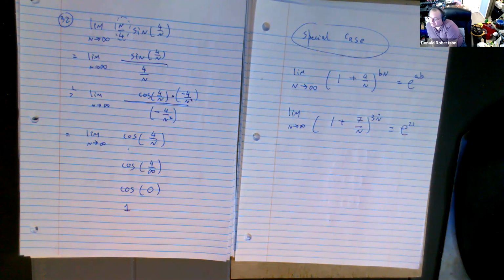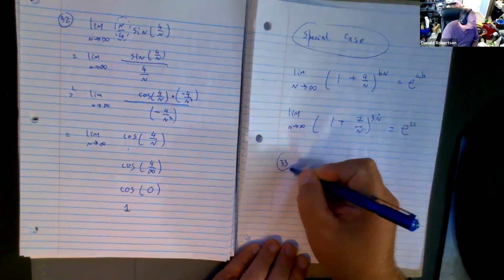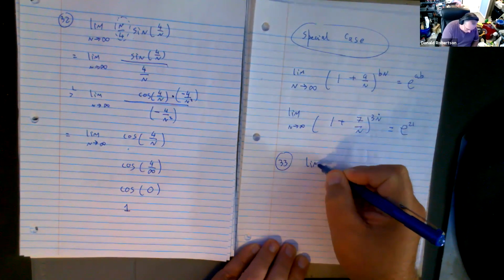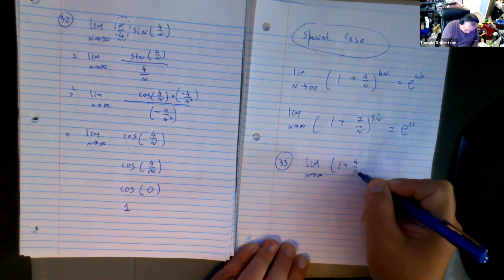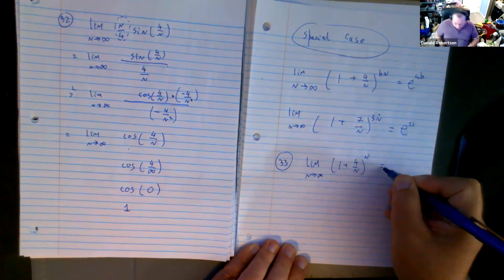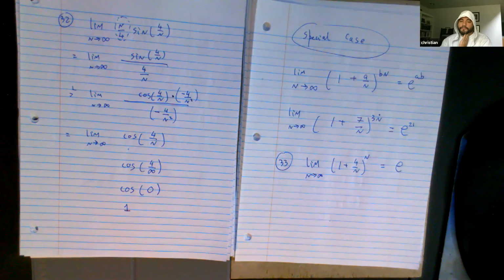That's pretty much it. It's pretty cool, isn't it? It's interesting that that's what it's equal to. So if I said to you, which I'm now about to do, question 33, what is the limit as n tends to infinity of 1 plus 4 over n raised to the power of n? What is the answer to that question? E to the 4th.